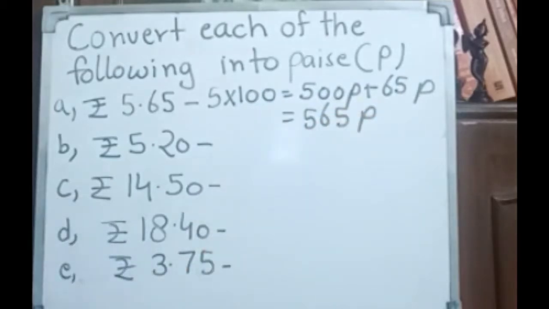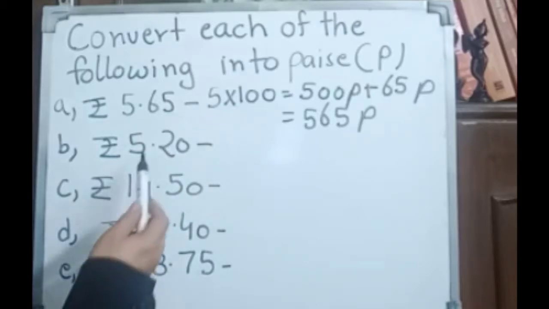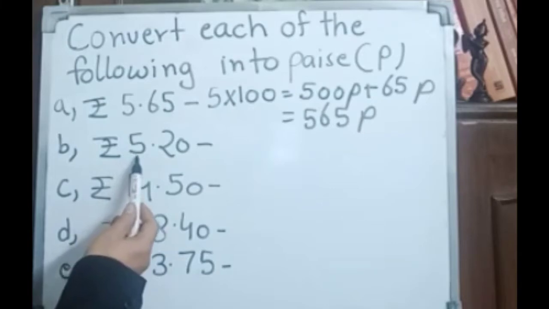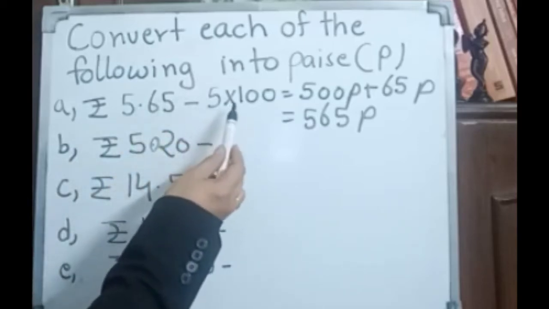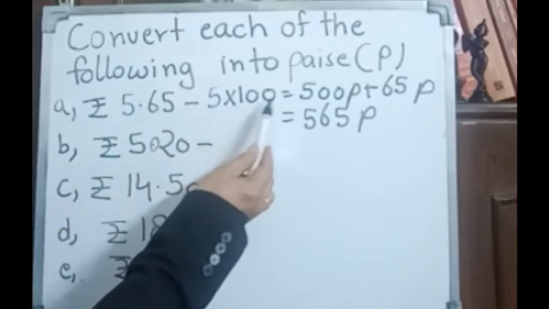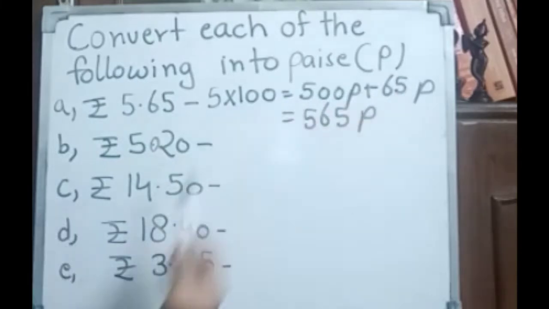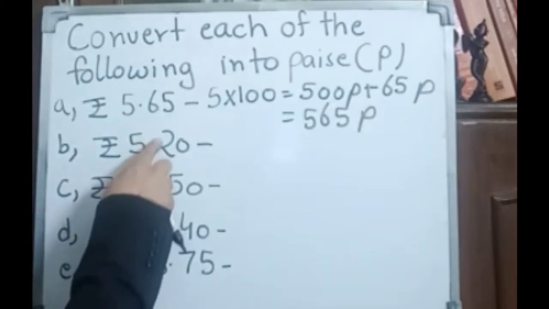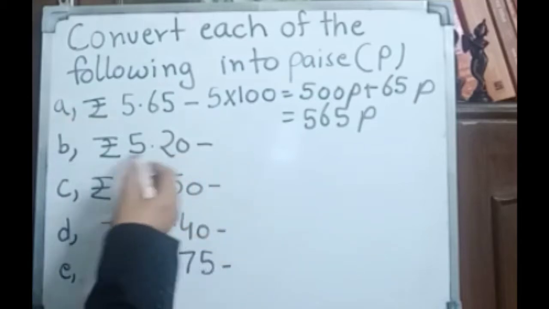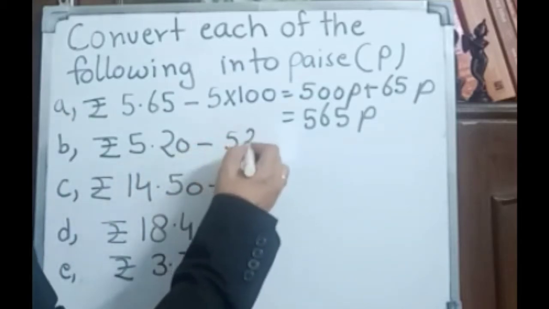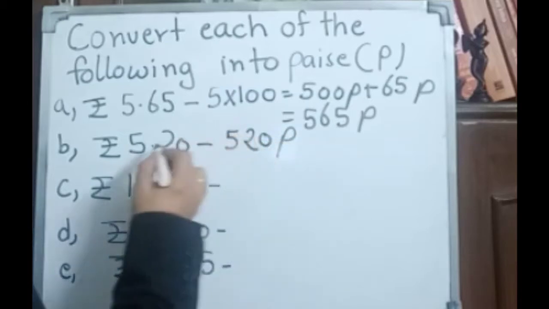But here there is no need to do multiplication all the time. Some tricks are really magical in maths. When you are converting this amount into paisa, just take off the dot. Now look here: 5 multiplied by 100 gives 500 plus 65 paisa, so we have 565 paisa. But now there is no need to multiply all the time. Now it is very easy. Sometimes these types of sums come with only a half mark. So we will write 520 paisa. Remove the dot only.